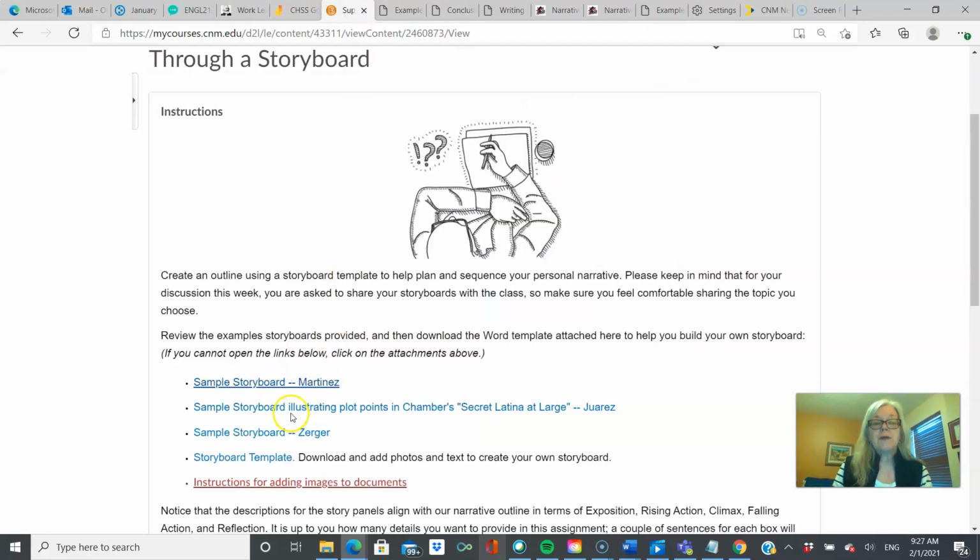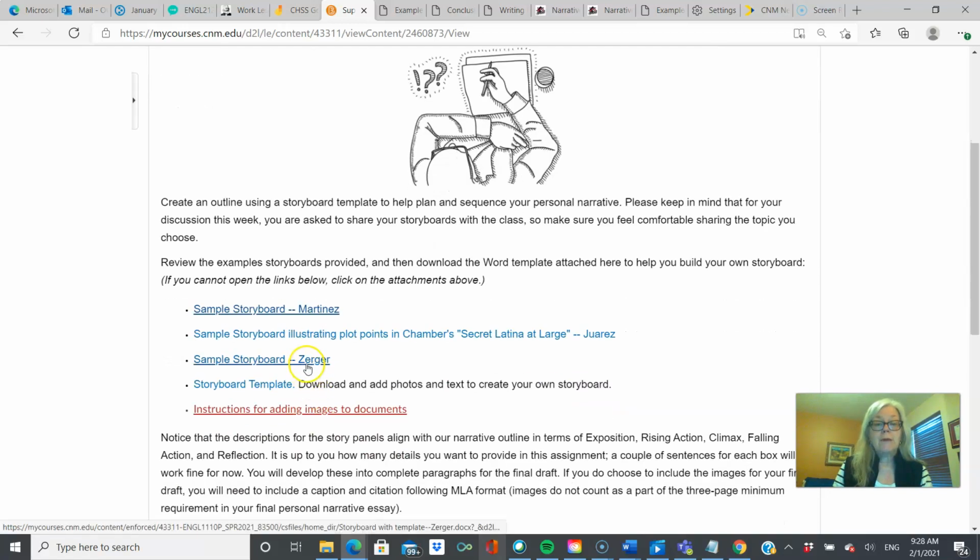Now you'll see some other sample storyboards. You read The Secret Latina last week. Here is a storyboard breaking down the plot elements of The Secret Latina. Here is another storyboard about bird watching, and here's the template. Here are instructions for adding images to the document. And again, in the workshop, I'll walk you through that.